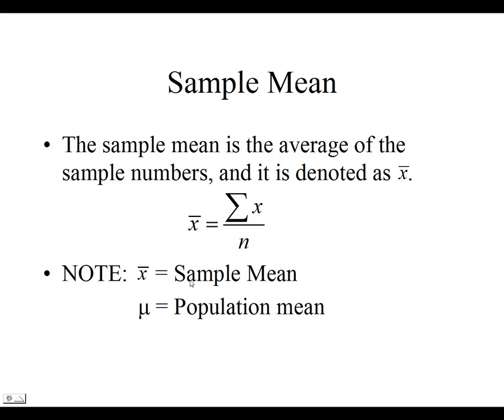And the different notations: X bar is when we're dealing with a sample. This symbol here is mu. It's another Greek letter. It stands for the population mean. Now, the calculations for mu and X bar are the same. The differentiation that you need to note is if you're dealing with a sample or a population.